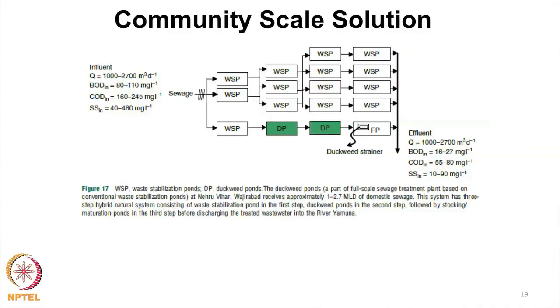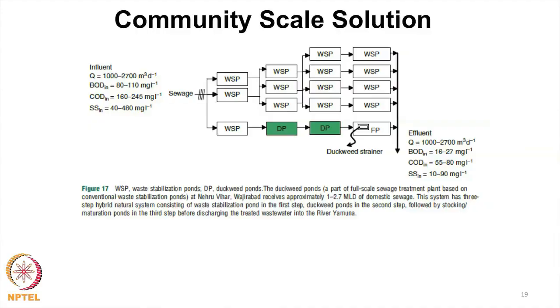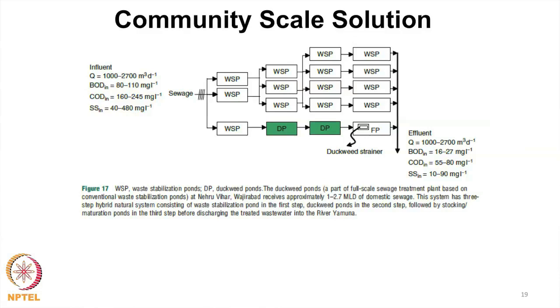Then coming to the community scale solutions, you can basically club these natural treatment systems and make a community level treatment system, such as this one, the waste tap. This is a system from Nehru Nagar, Wazirabad. We have to check whether it is working or not, but when we documented this particular system, at that time it was working, where you have multiple waste stabilization ponds. Waste stabilization ponds are natural treatment systems, where you have the pond, there is algal activity, and there is a symbiosis between algae and bacteria. It works very well in natural conditions. And to improve the nutrient removal, you can have one or two duckweed ponds. Duckweeds are very specific species that can grow on this particular pond. And then you have the facultative pond for further treatment.